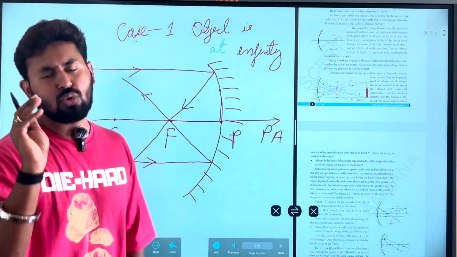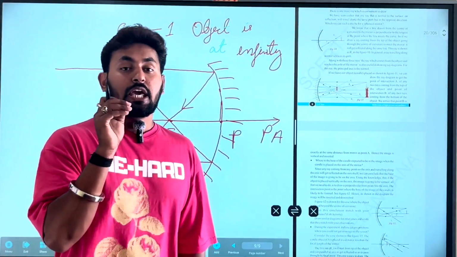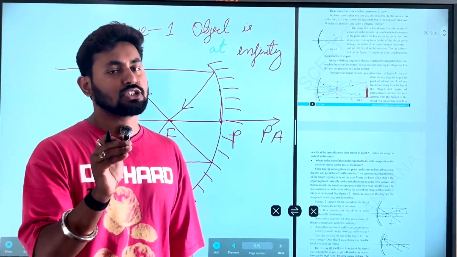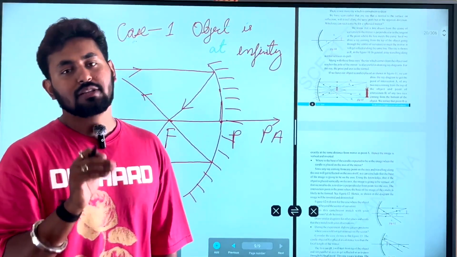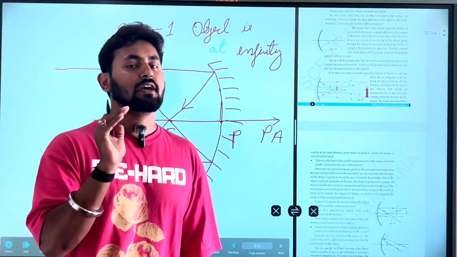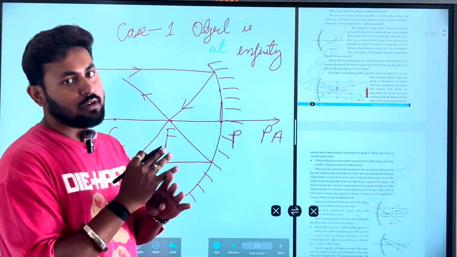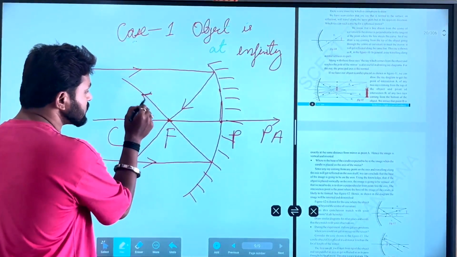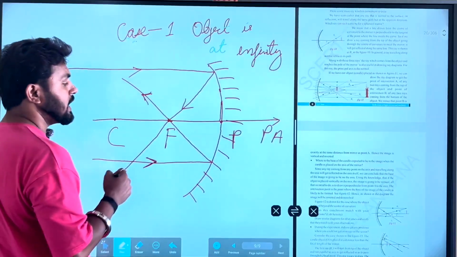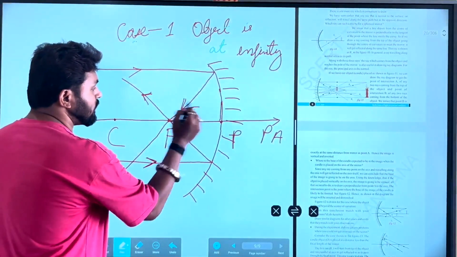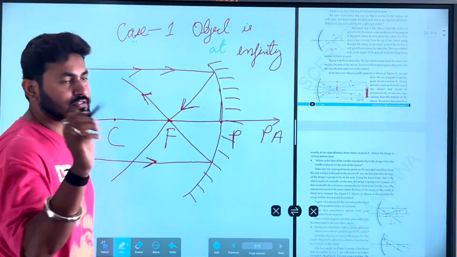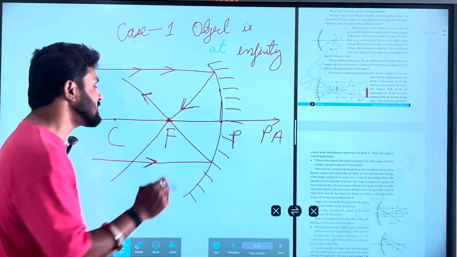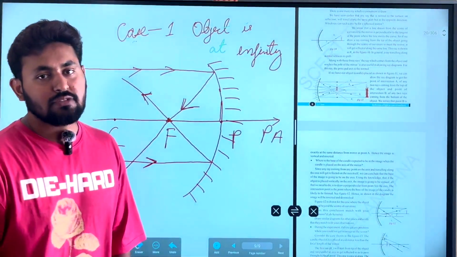Now please note this point, that image formation will take place at the point where there is an intersection of reflected rays. Where are the reflected rays meeting? If you can see, this is the reflected ray for this incident ray, and this is the reflected ray for this incident ray. These two are meeting at one point. This is the point where it is meeting. Image formation is at this point.